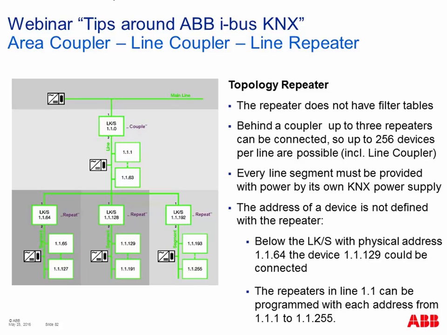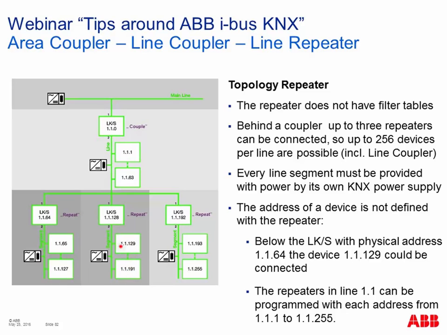So when you use a line coupler as a repeater, you have to change the parameter. You are a repeater. And then the filter table is not used because a line repeater forwards all the telegrams from one line segment into another one. But the advantage is that we can have up to 3 line repeaters under one line coupler. So we can have up to 255 devices in one line. A line repeater always gets an address. It must be under the topology of the line coupler. So, like here in our example, when we have the line coupler 1.1.0, then all devices must have addresses 1.1.1 up to 1.1.255. For example, the line repeaters 64, 128, and all devices under this line repeater, maybe 129 to 191, like you want.